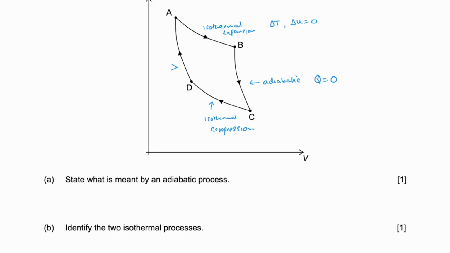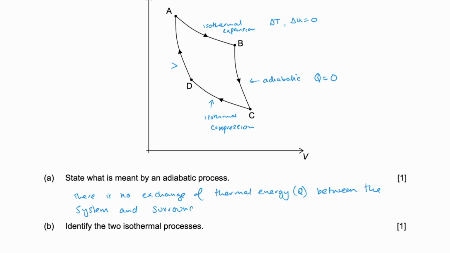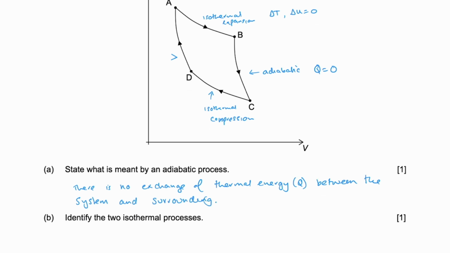A. State what is meant by an adiabatic process. There is no exchange of thermal energy between the system and surroundings. B. Identify the 2 isothermal processes. Well, we've already done that. So it's A to B and C to D.